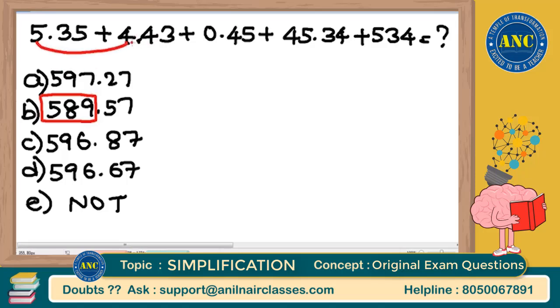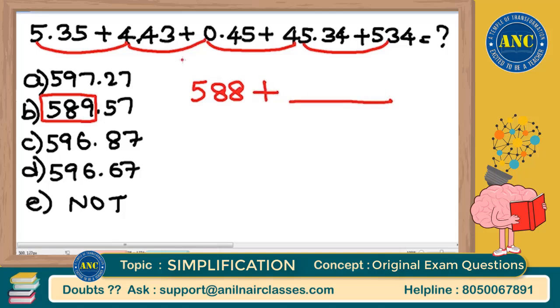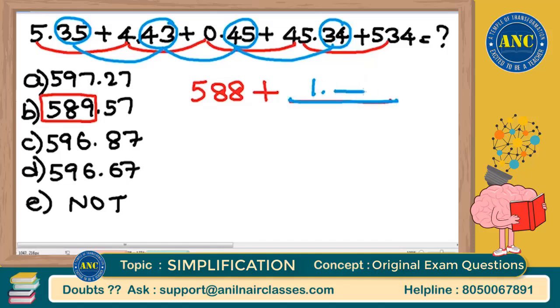5 plus 4 is 9, 9 plus 0 is 9, 9 plus 45 is 54, 54 plus 534 is nothing but 588, 588 plus something. Now that something is nothing but the decimal part: 0.35, 0.43, 0.45, 0.34. If I add all these decimal parts, you will get maximum 1 point something. You will not get a 10 point something or 9 point something, because all are point something. So it is 1 point something.